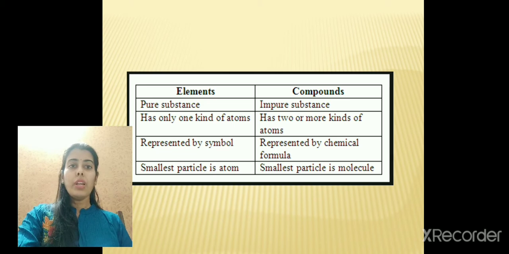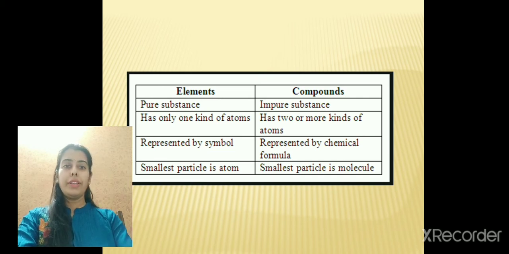Elements have only one kind of atoms, which are represented by a symbol. So the smallest particle is the atom for an element. In a compound, it has two or more kinds of atoms. They are represented by a chemical formula. And the smallest particle of a compound is a molecule.